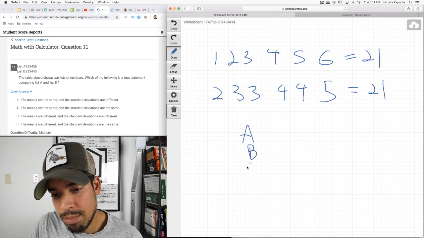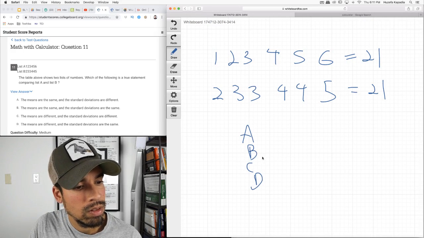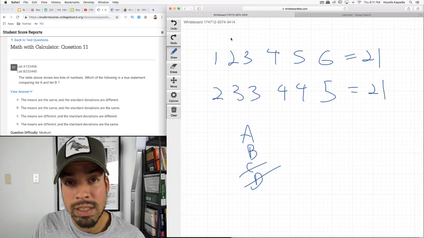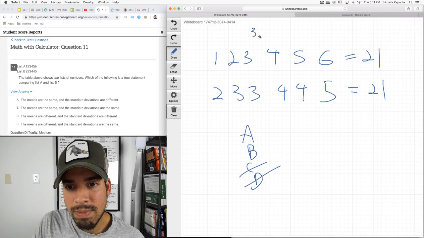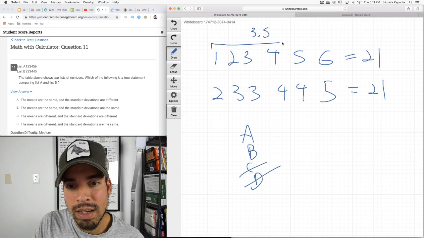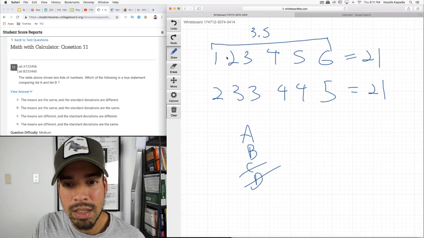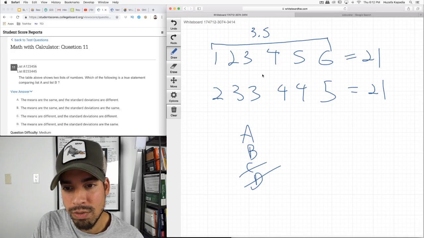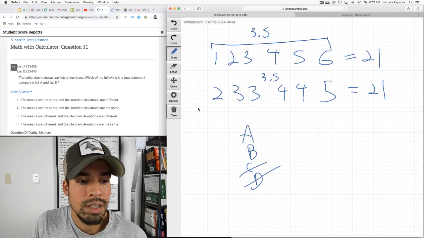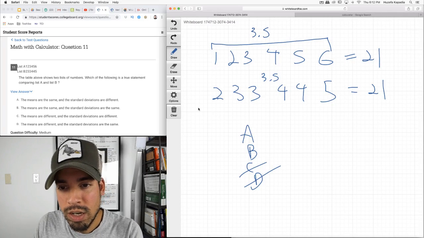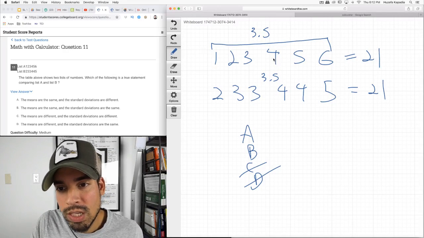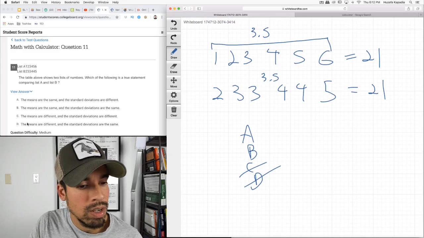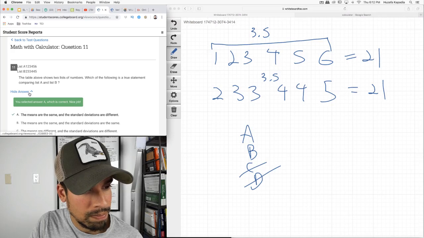So if I look at A, B, C, D, C and D are out. Now the question is, are the standard deviations the same or different? Standard deviation is, if my mean is 3.5, the spread of the data, how close it is to the mean. You can clearly see this is more spread out than this guy. This is closer to the mean of 3.5. So clearly, it doesn't matter which one has a greater or lesser standard deviation. This one has a greater one, but it's not even asking that. So they're not the same. So it's got to be D.